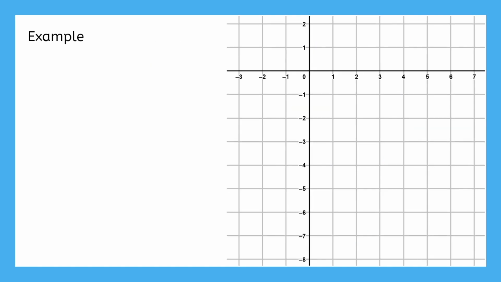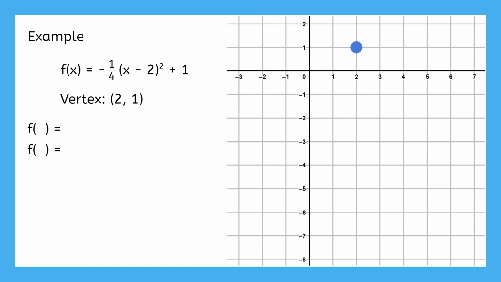Let's try a couple examples. How would we graph this function? First, pull out the vertex coordinates, 2, 1, which puts the vertex right here. Now we need to find a couple more points, which will be mirrored to total 4 points plus the vertex, which we can use to draw the graph. Let's use the inputs of 0 and 1 to start.